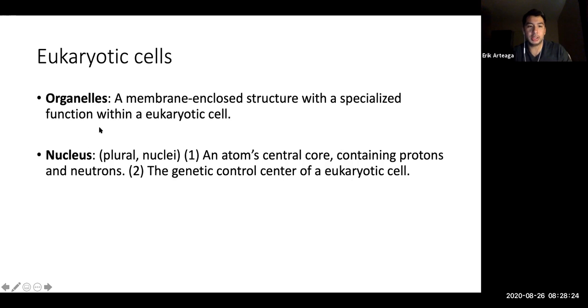All right, so eukaryotic cells, they have organelles, a membrane-enclosed structure with a specialized function within a eukaryotic cell. And they also have a nucleus, so plural nuclei. Remember, the first definition I gave you is an atom's central core containing protons and neutrons.